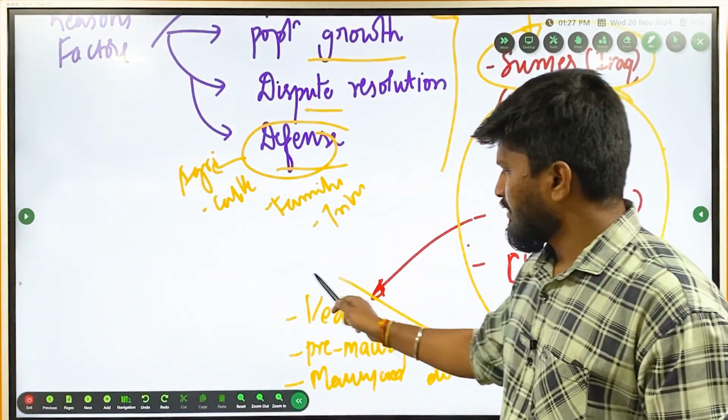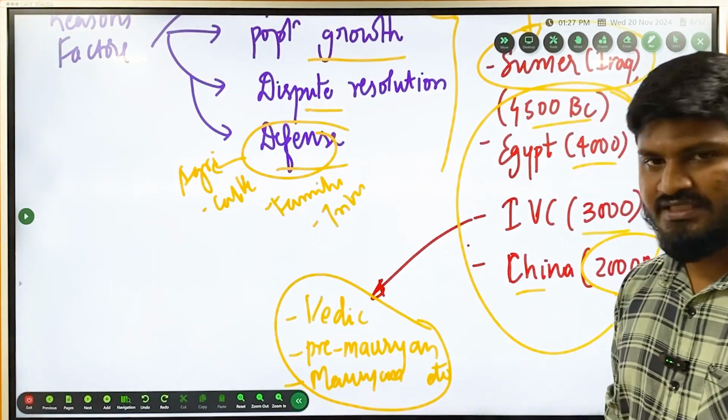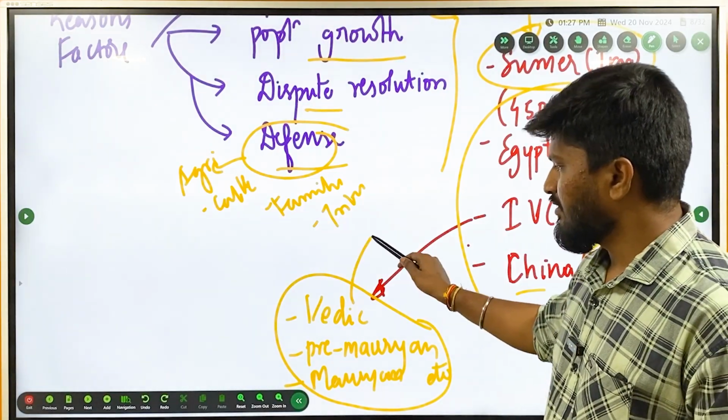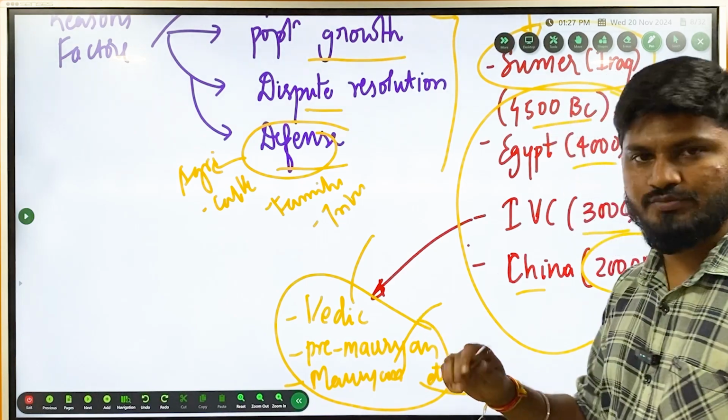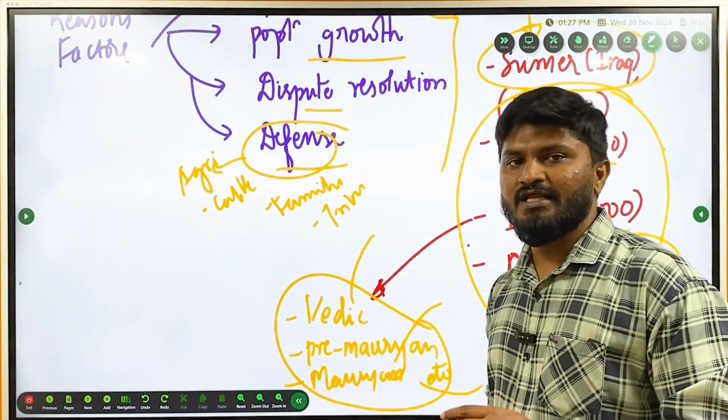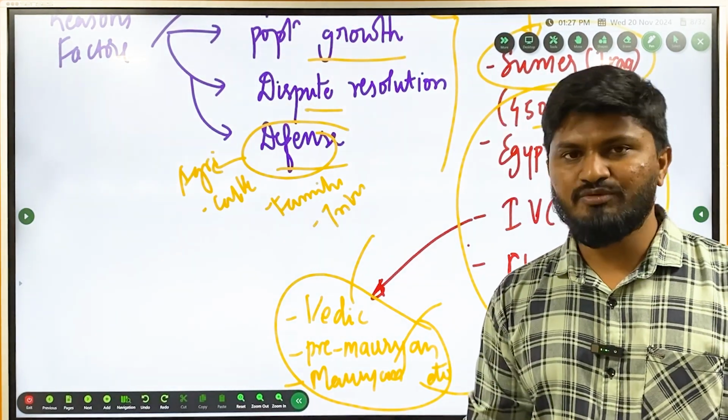And in India, this kept on changing from the Indus Valley civilization to the early Vedic and post-Vedic periods, followed by pre-Mauryan, Mauryan, post-Mauryan, etc. During each time period, the government and its form kept on changing.